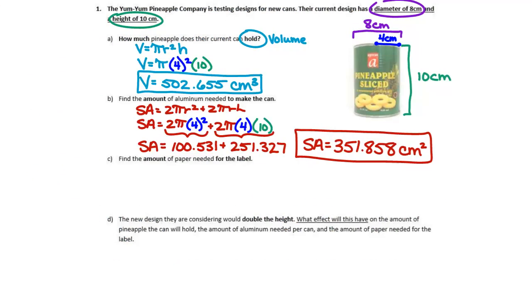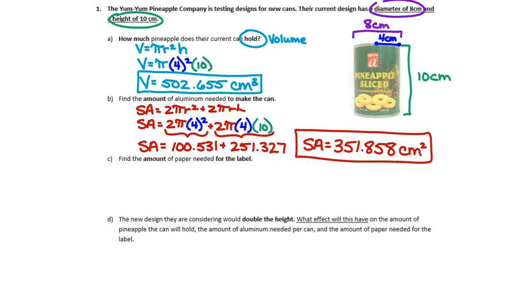Part C, find the amount of paper needed for the label. So I've taken the label off this can and I've cut it off. When I hold that label out, once it's been cut off the can, what shape is the label? It's a rectangle. How do you find the area of a rectangle? That's perimeter. I want to know the area. How do I figure out how big this is? Length times width, right? Well, if I look at this, that is exactly how tall my can is. So the height of the cylinder is one of the dimensions of my rectangle.